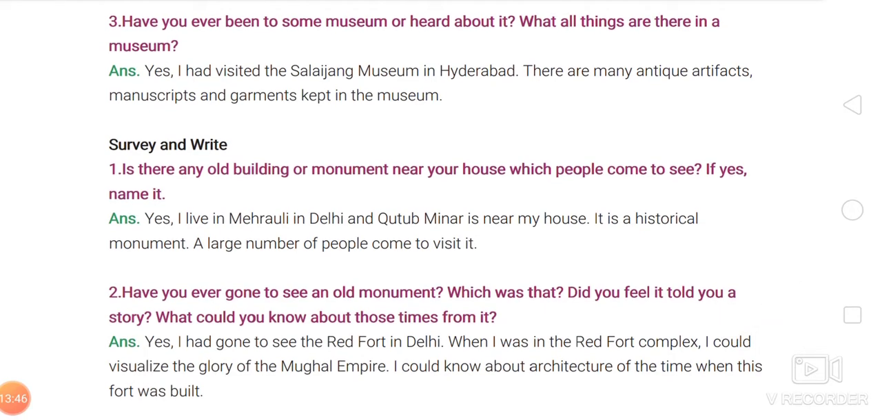Have you ever been to some museum or heard about it? What all things are there in a museum? Yes, I had visited the Salarjung Museum in Hyderabad. There are many antique artifacts, manuscripts, and garments kept in the museum.